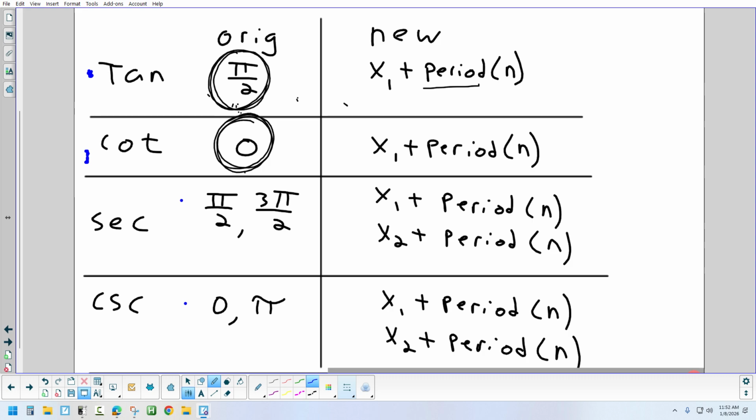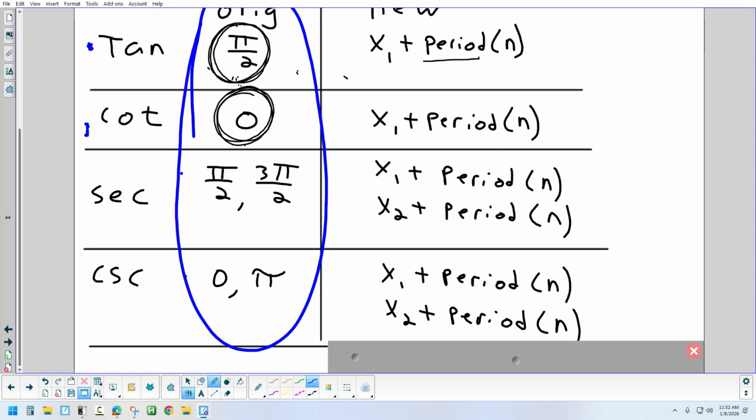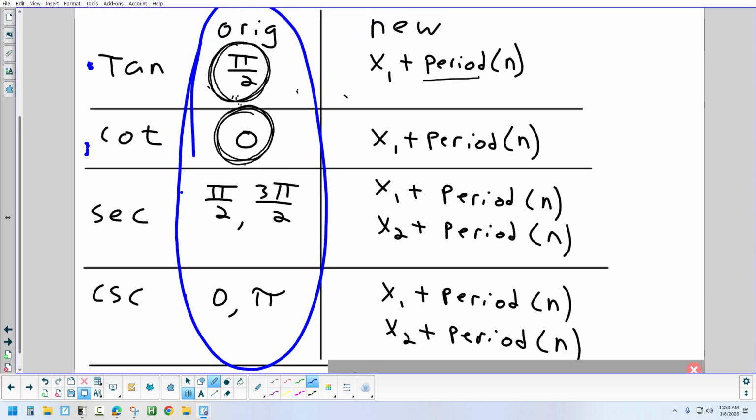Okay, so these numbers right here, these are all of the original asymptotes. You don't have to memorize all of them. All you have to know is where you start and then how often they keep repeating. Okay, I didn't really get to the right-hand side right now. That's okay. Okay, so this is the most important part right here.